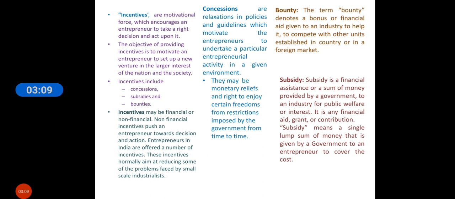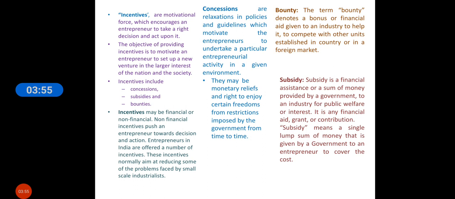Next is concession. Concessions are relaxations in the policy and guidelines which motivate the entrepreneur to undertake particular entrepreneurial activities. They may be a monetary relief, or you can say a right to enjoy certain freedoms from the restrictions imposed by the government from time to time. Then bounties. Bounty denotes a bonus or financial aid given to industries to help them compete with other units established in the country or in foreign countries. Sometimes the government provides you a bonus facility, then it comes under this category.